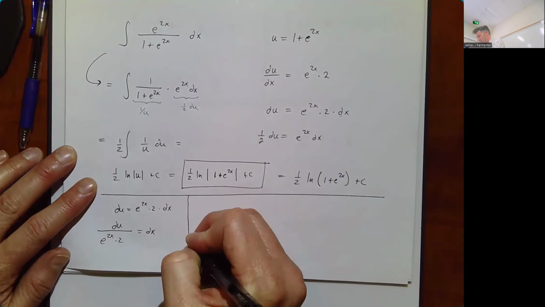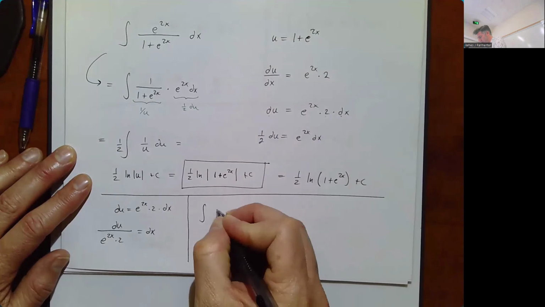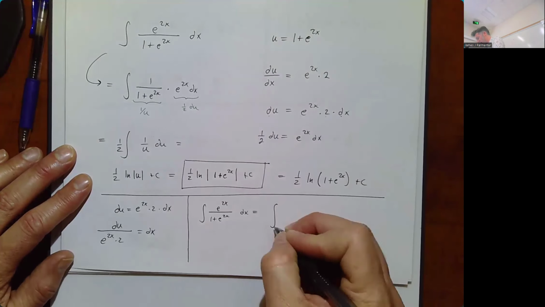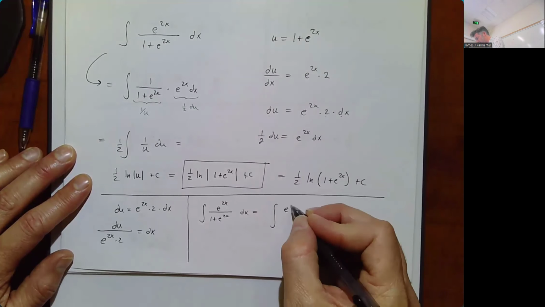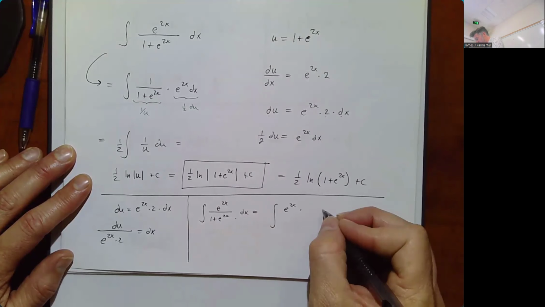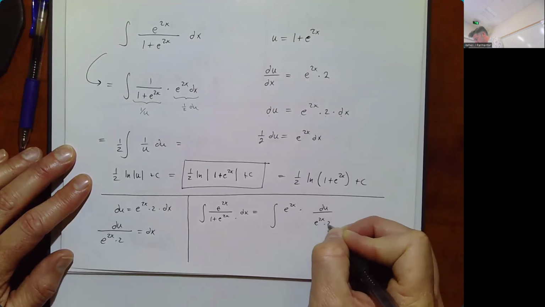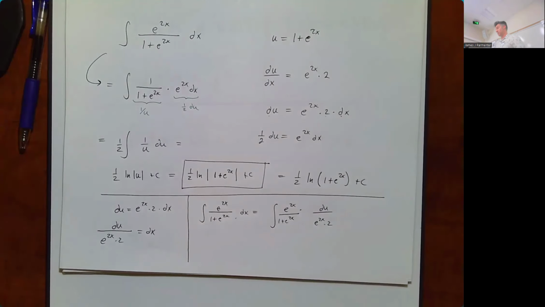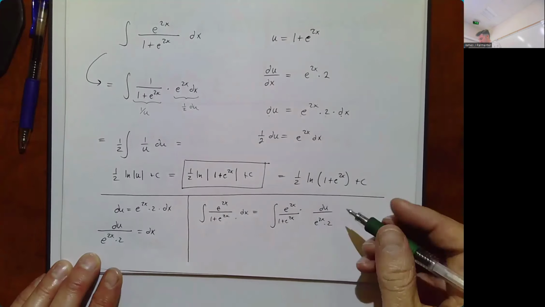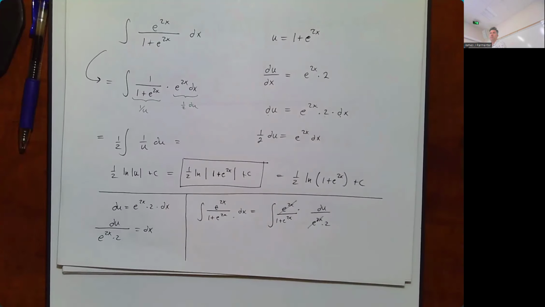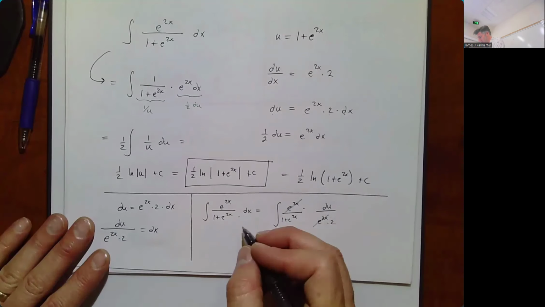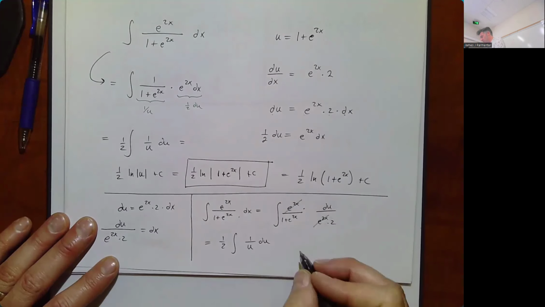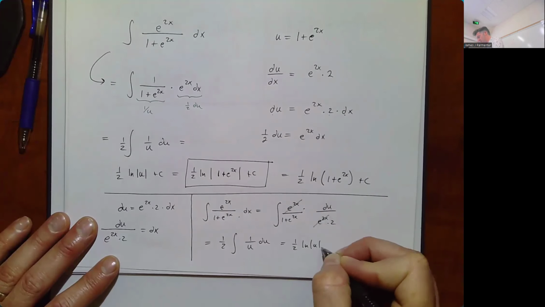What do I mean by works? Well, if I start rewriting my integral of e to the 2x over 1 plus e to the 2x dx, I'm going to rewrite that as e to the 2x times dx, which is du over e to the 2x times 2, and that's over 1 plus e to the 2x. And then the first thing I should do, if I've done it this way, is make sure that whatever is beneath the du cancels out, and then replace the rest of the things with u. So then this is going to be 1/2 integral of 1 over u du, and then we still get the same result. It just looks a little bit different in the process.